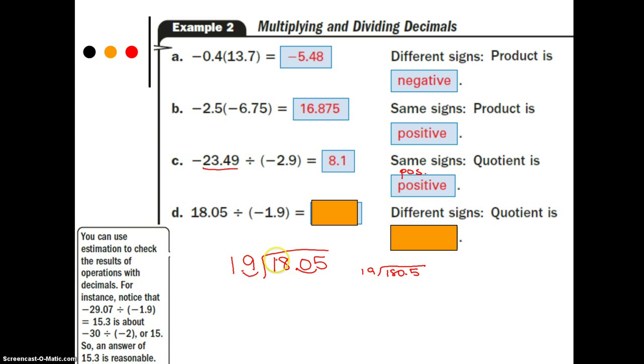19 does not go into 18, but I know that it's going to be, that was close, so it's going to be kind of high. So I'm going to try, let's bring up this decimal point so we don't forget about it. I'm going to try 9. I know 9 times 9 is 81. Carry the 1. And 9 times 1 plus 8 is 17. That means I'm left with 9 and a 5.